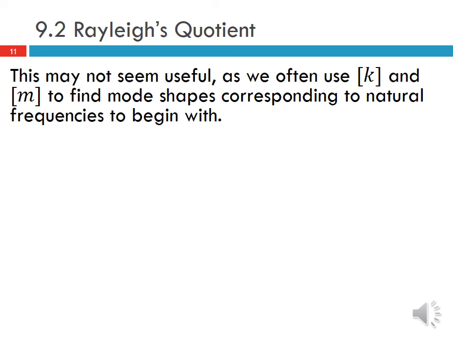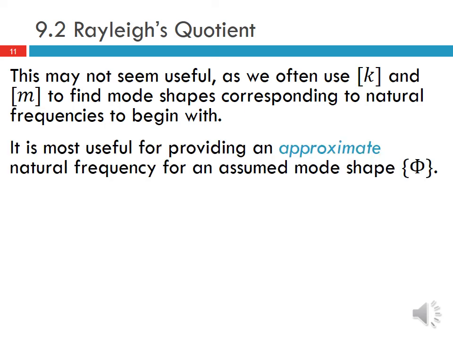Now, this may not seem useful, as we often use K and M to find the mode shapes corresponding to natural frequencies to begin with. And in Rayleigh's quotient, we need to use the mode shapes to come up with our p squared. So it's actually most useful for providing an approximate natural frequency for an assumed mode shape, phi. So we assume a mode shape, and then we use the mass and the stiffness matrices as given in the expression to come up with an approximate value for the natural frequency p.